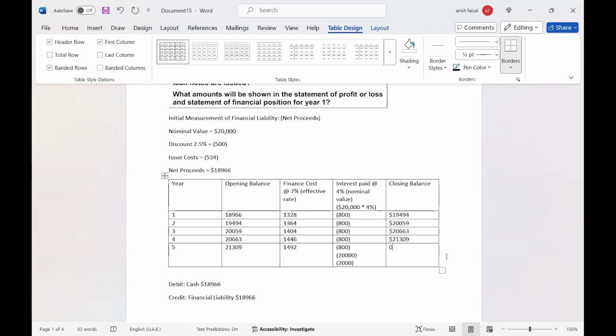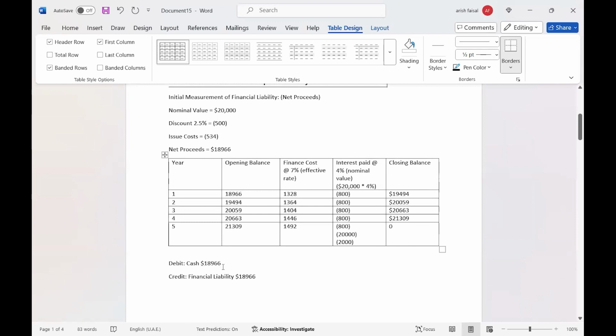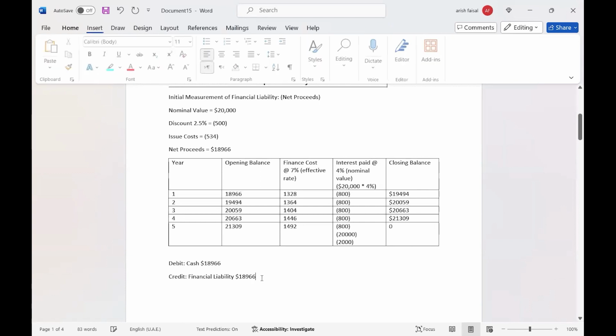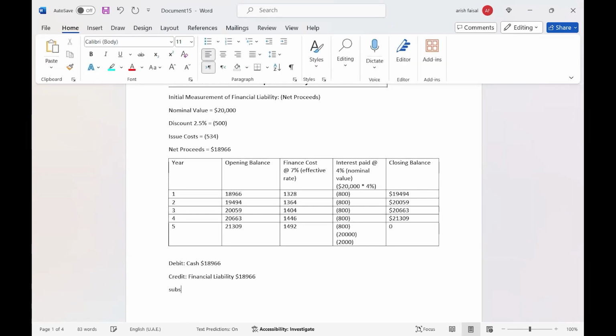Okay. So now this was your initial entry, which you did: cash debit by 18966 and financial liability credit by 18966. But then subsequently, you need to record two more entries over here, which is basically for the interest expense.